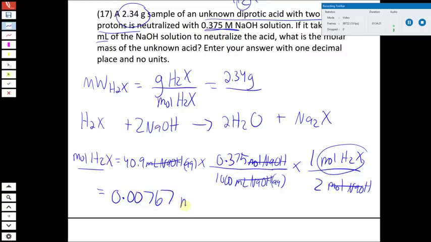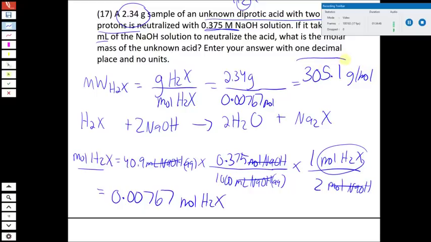So when we multiply that across, we get 0.00767 moles of the unknown acid H2X. We put that into the denominator here. I'll just put it in as moles. So grams per mole. We divide the two, we get 305.1. 1 decimal place, no units, so the units would be grams per mole. We would enter in the number 305.1.